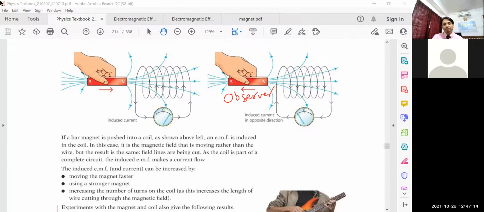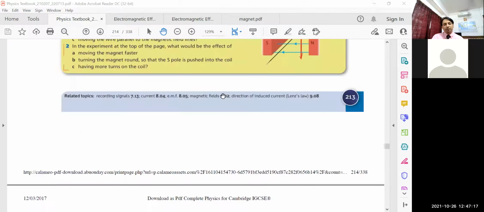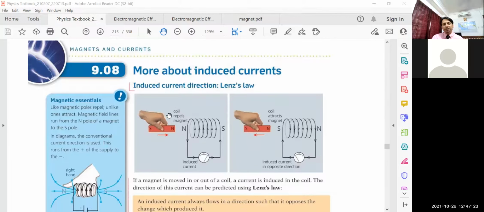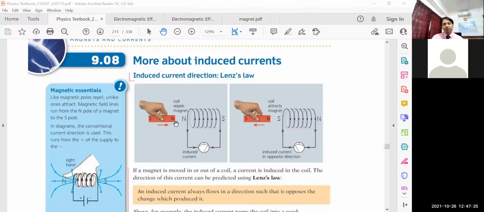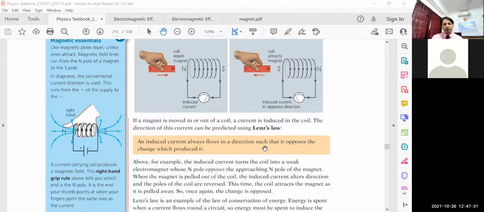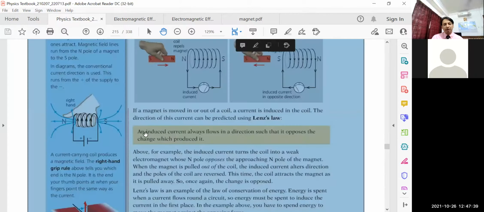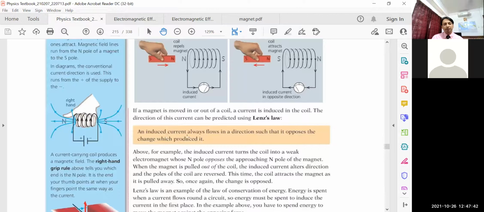Good. So this part is done. This one, more about induced current. This is the same, children, that we already discussed. 9.08 is the same topic that we already discussed. You can even read this line here about Lenz's law. This one, children: an induced current always flows in such a way that it opposes the change which produced it.